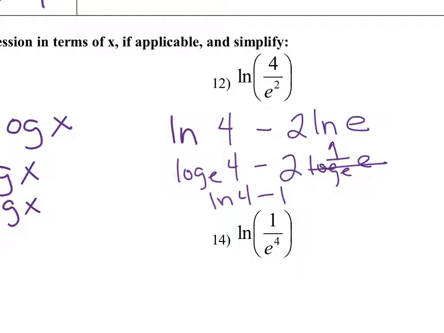Okay, this one here, you have division, so we subtract. And then this has a power on the e, this squared here, so I brought it down in front. Remember, ln is the same as log base e of e, and anytime these two match, that's 1. So it's 2 times 1, which is 2. And then this is just the ln of 4.